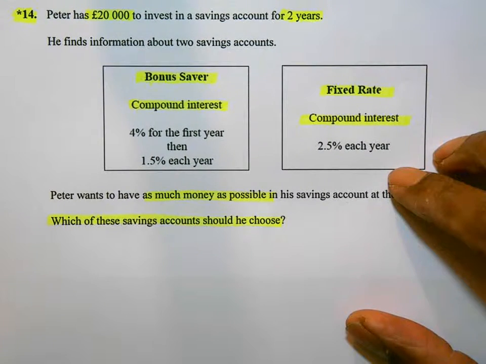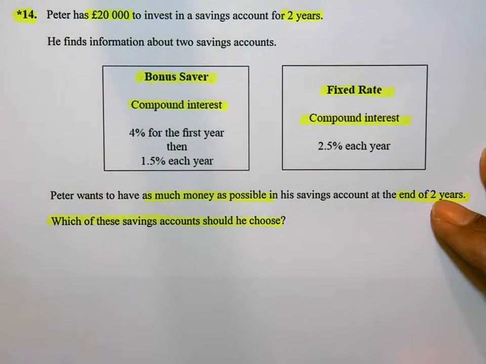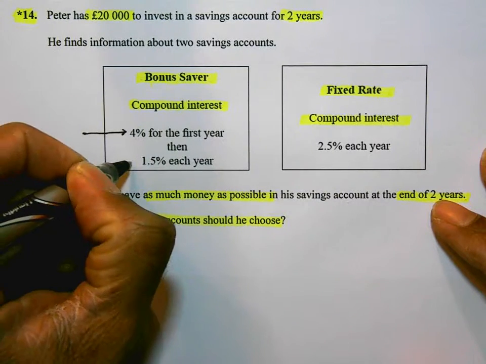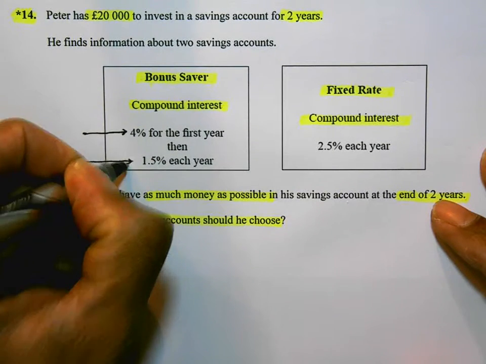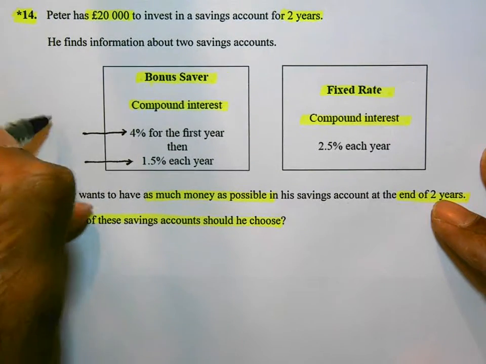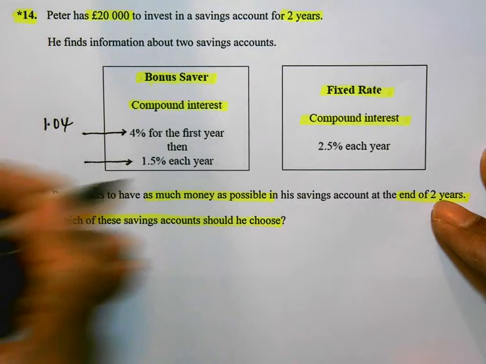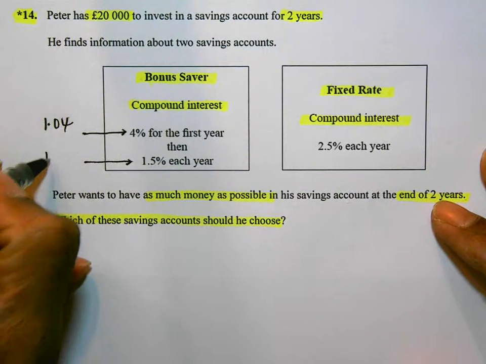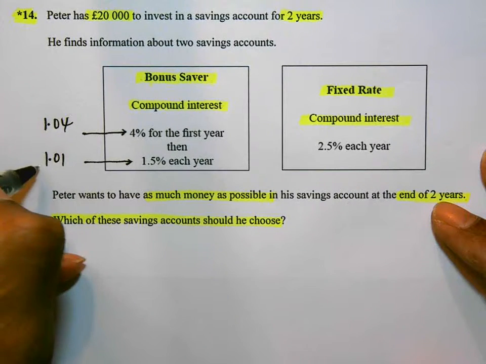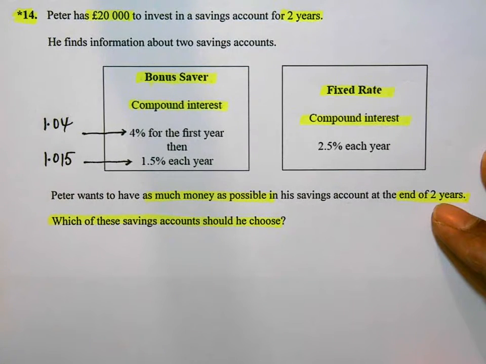Okay, so we know he has £20,000 to save over 2 years. We have 2 accounts which are giving him money at compound interest. Because it's compound interest, I'm going to have to use a multiplier for all the rates of interest he's given. 4%, its multiplier is going to be 1.04. 1.5%, if it was 1.1%, it would be 1.01, but because it's 1.5%, it's 1.015.